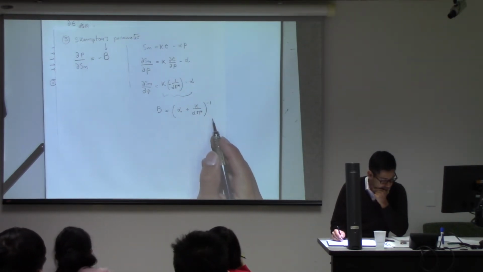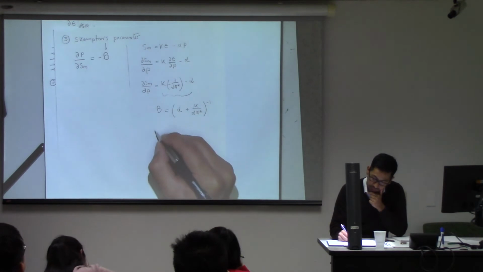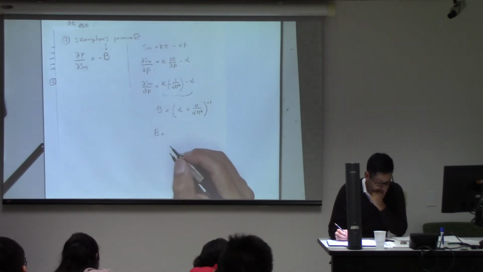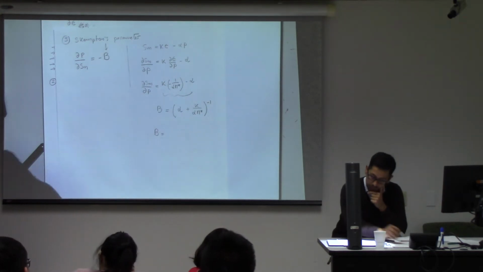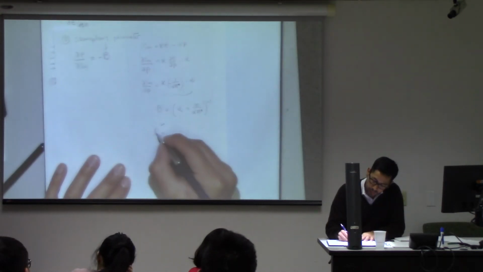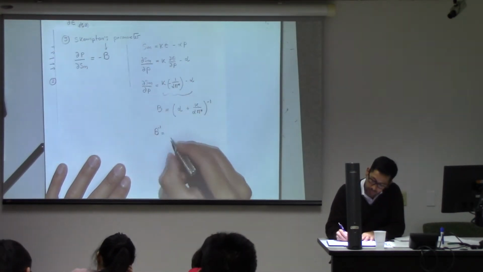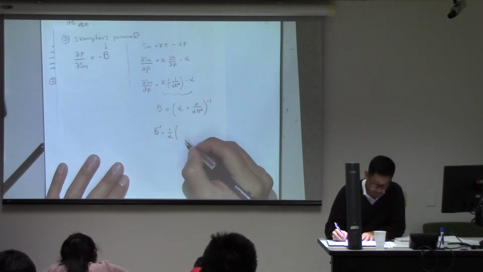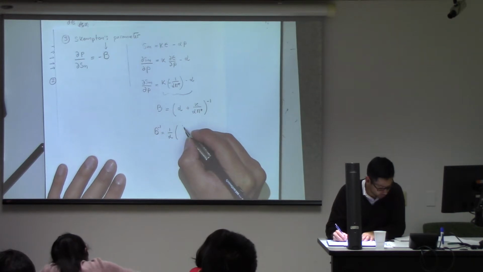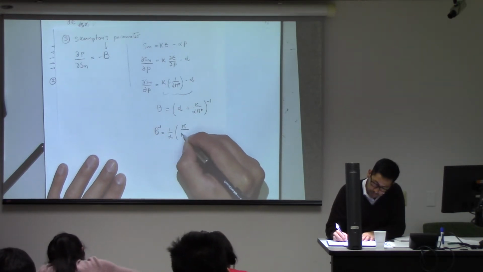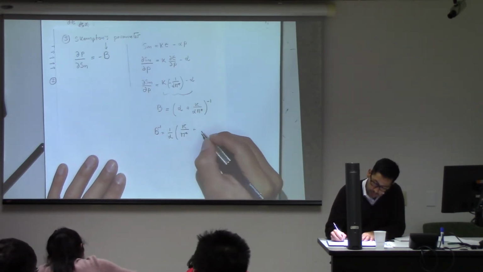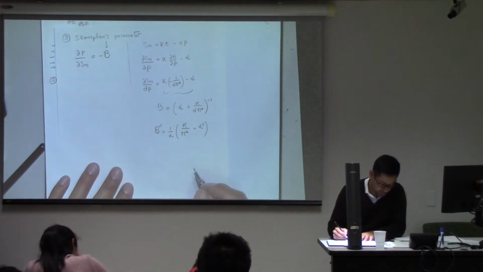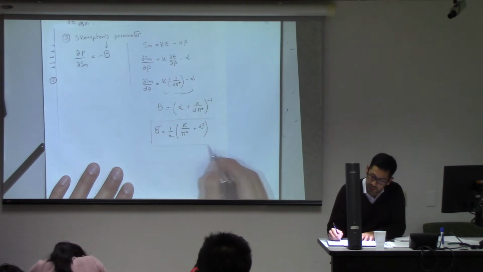Let's see what I did. So I took the alpha out. And you can work these equations to look like this. And that's the Skempton parameter.